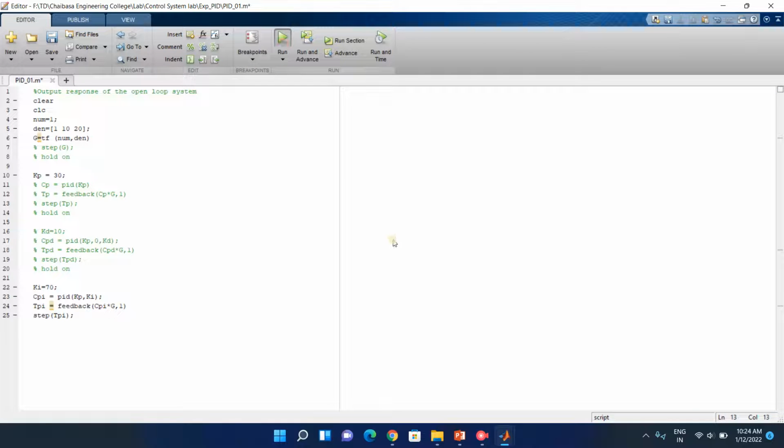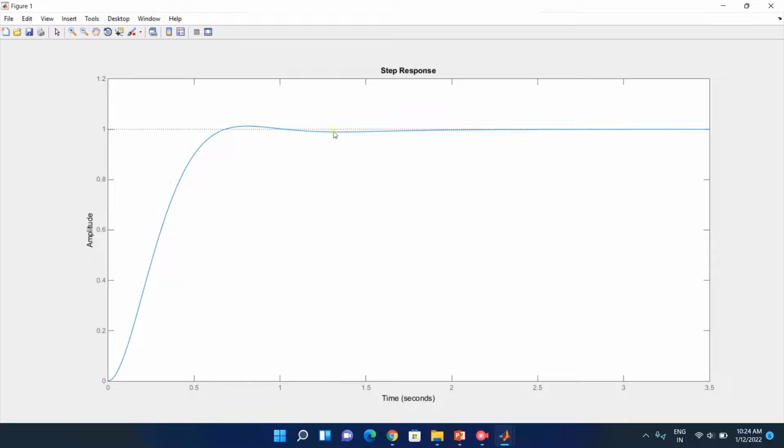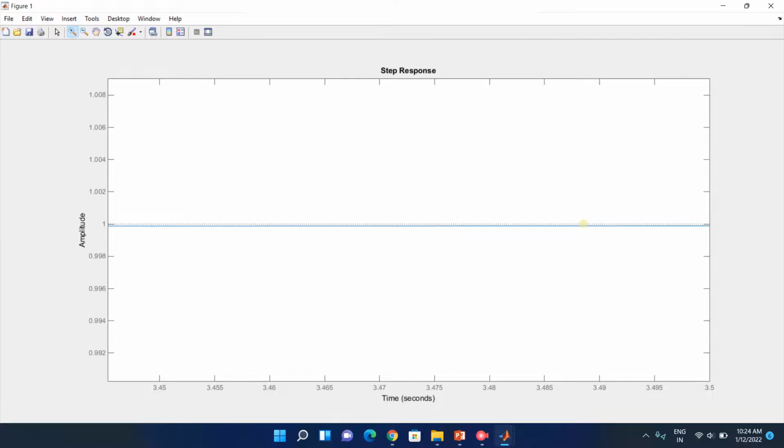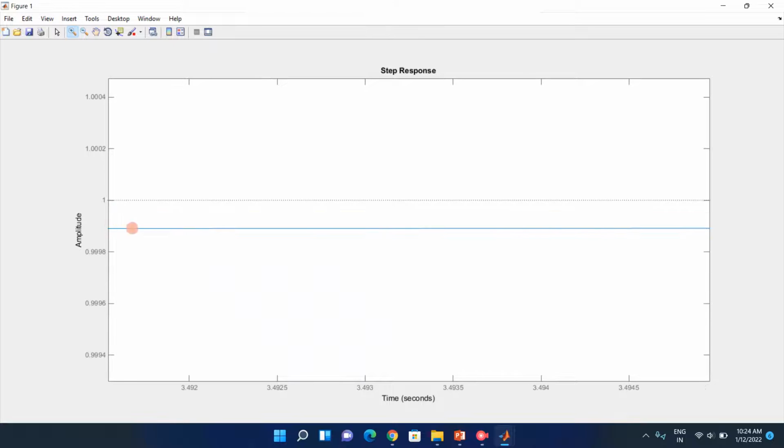Now if you reduce the value of Kp, then you see the overshoot is reduced. The input is 1, so it has almost reached 1. After steady state, the error is gone. No gap is there. If I zoom in more and more, it is almost errorless, because this line is 0.9995. So I understand it is almost 0.